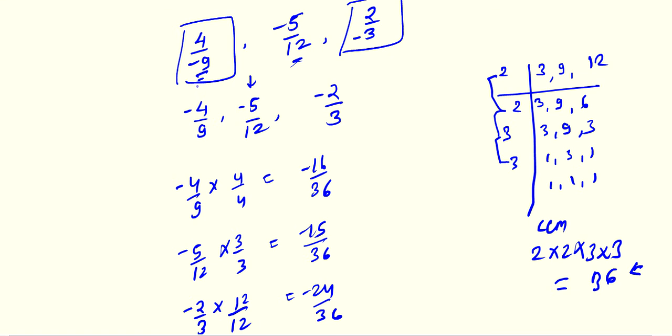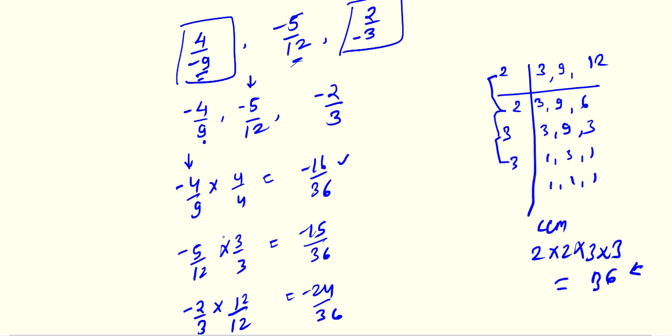Now the first rational number is -4 by 9. The LCM denominator is 36. In -4 by 9, the denominator is 9. So what should we multiply in 9 to get 36? You know 9 4s are 36. So that's why 4 by 4. So -16 by 36 we got.